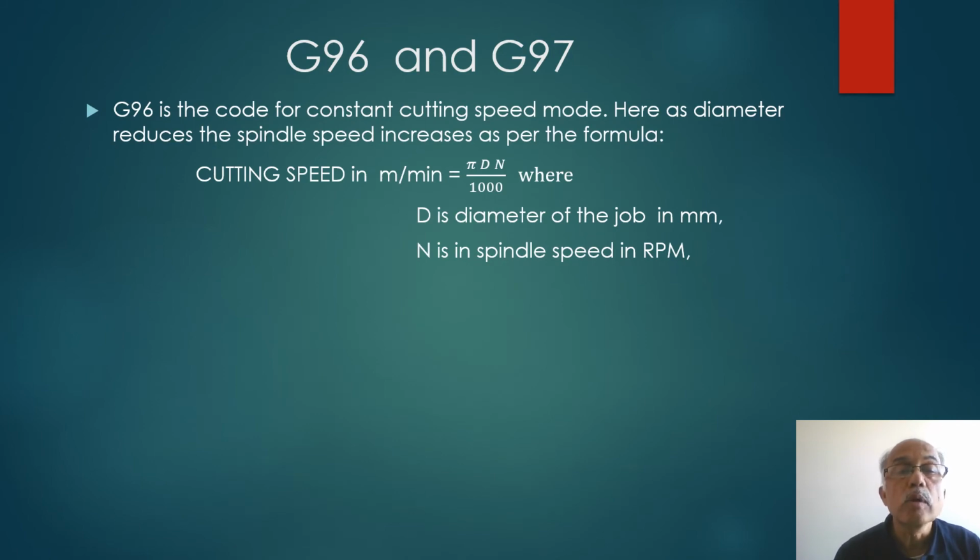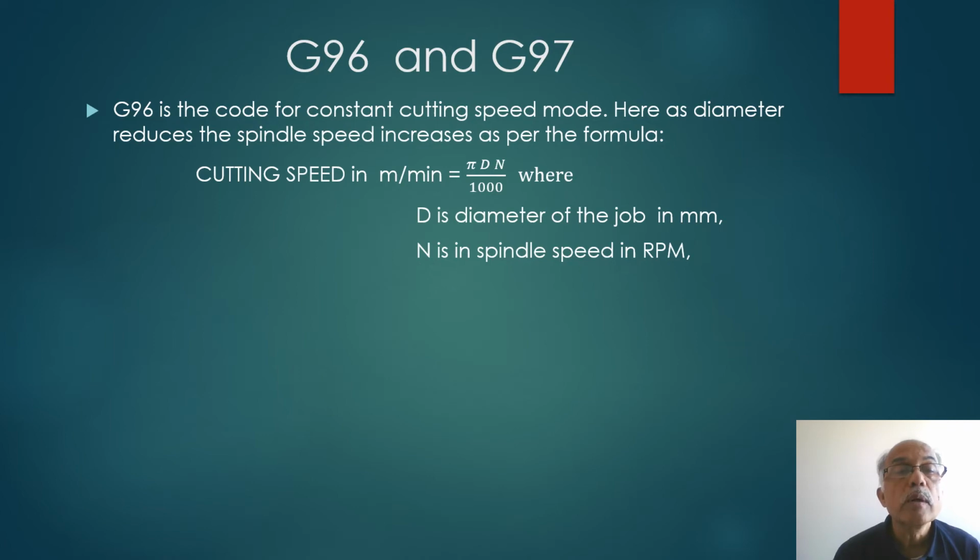G96 is the code for constant cutting speed mode. Here, as the diameter reduces, the spindle speed increases as per the formula of cutting speed, which is pi D N upon 1000, where D is the diameter of the job in mm, and N is the spindle speed in rpm. Cutting speed value is in meters per minute.